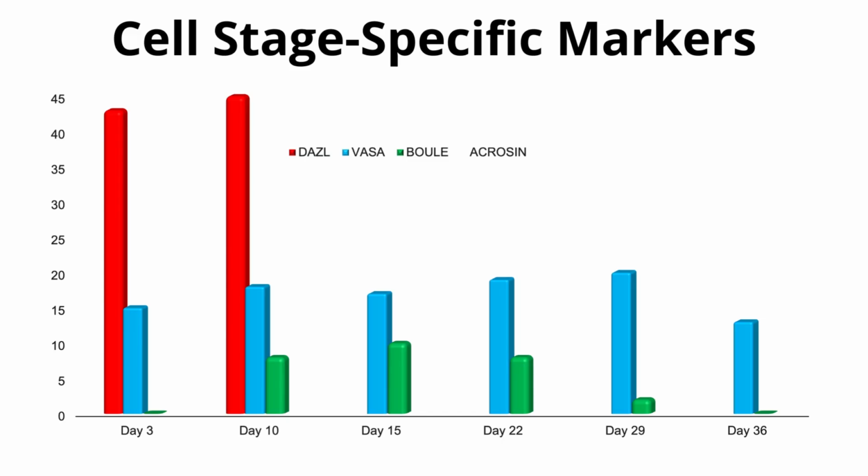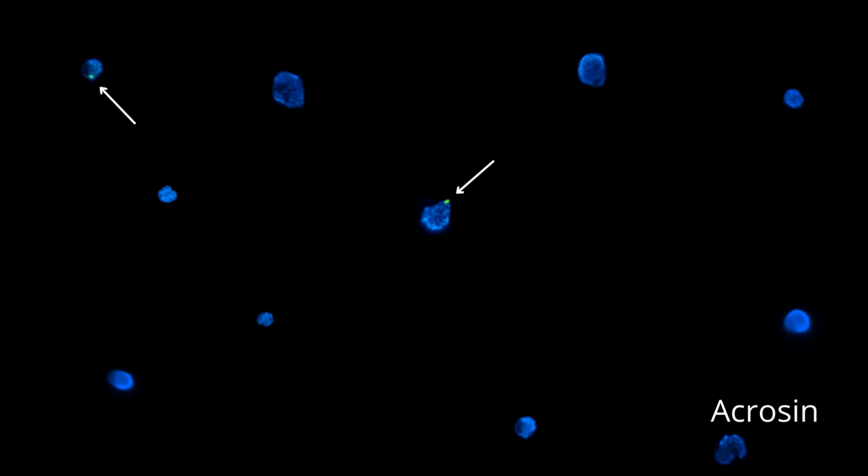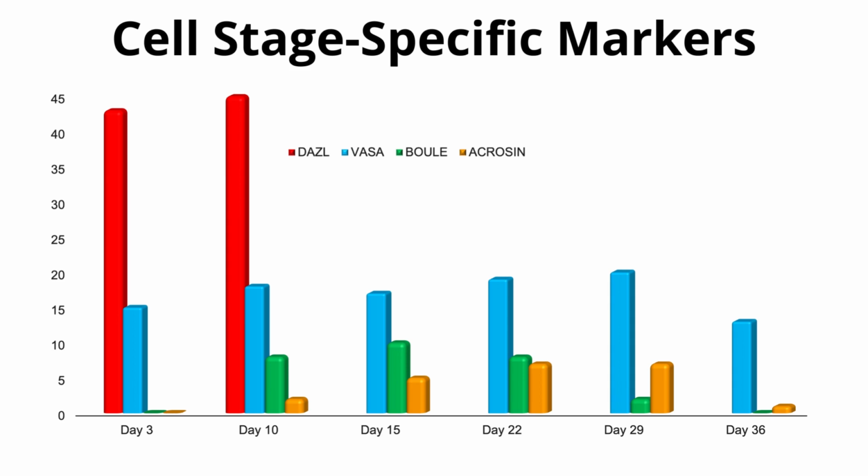BOLL is expressed by postmeiotic germline cells. Expression of BOLL began on day 10, ultimately peaking on day 15, with 10% expression. Acrosin, a gene expressed in spermatids, was also first expressed on day 10, at just 2%. Expression peaked on day 22 and 29, with the marker present in 7% of cells.